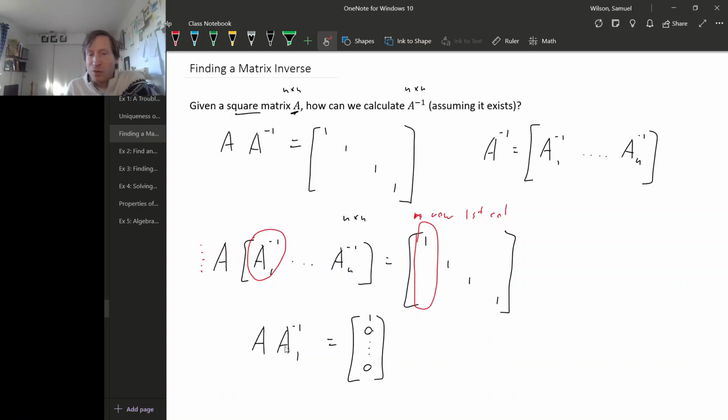If we can solve this equation, then our solution will be the first column of the inverse matrix. But we know how to solve this sort of equation. This is a vector with n entries, so we can solve this system just by forming an augmented matrix like this, and then row reducing.